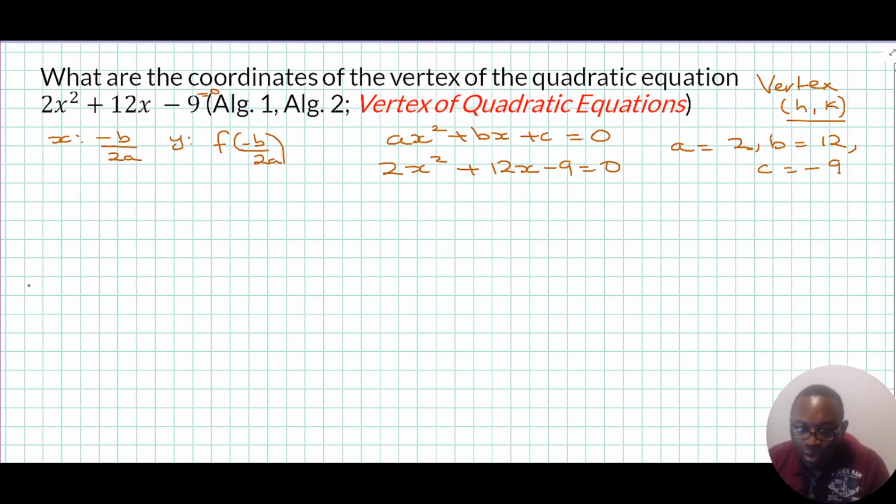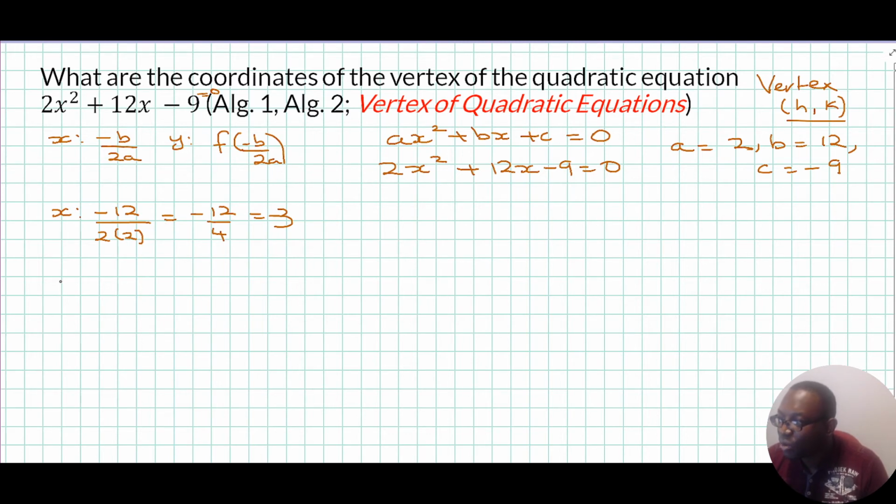So the x coordinate of the vertex is going to be minus b. What is b here? So it's going to be minus 12 over 2a. That's 2 multiplied by 2. So that's going to give me minus 12 over 4, which is going to give you 3. Rather, negative 3, because you have a negative sign here.